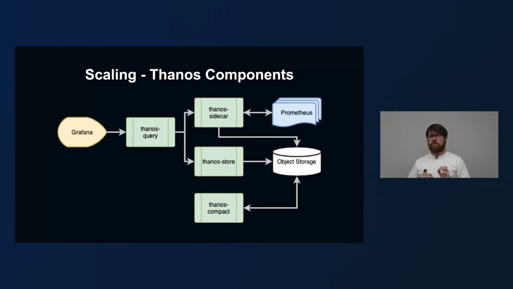Now, Thanos Sidecar has one additional role in that it will periodically take the Prometheus blocks that are written every couple of hours and upload them to object storage. Lastly, this Thanos compactor component will periodically take data from object storage, pull it down, compress it, and then upload it back. This is an optimization step to make it run a little bit better.